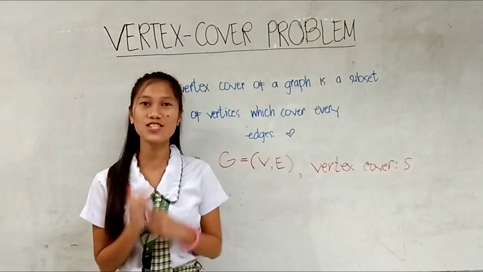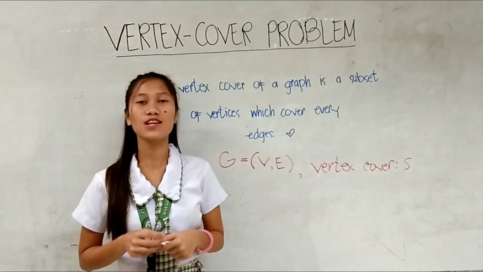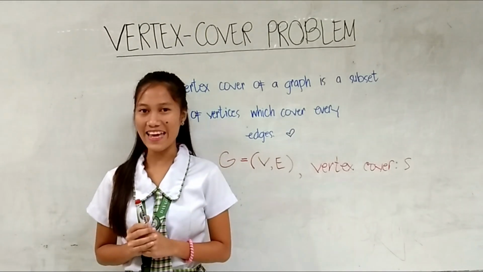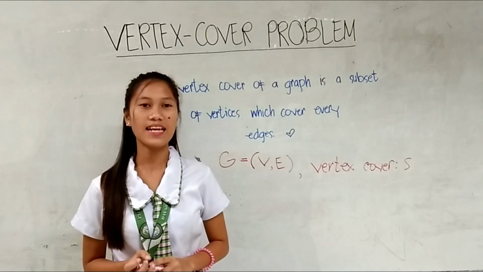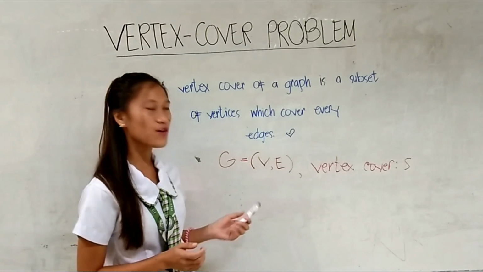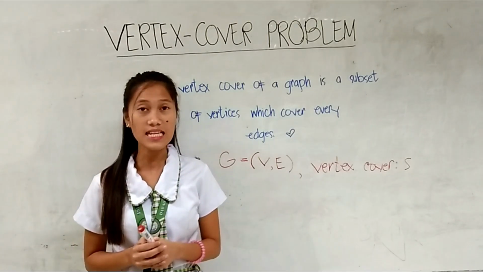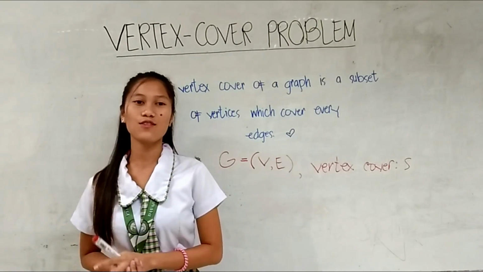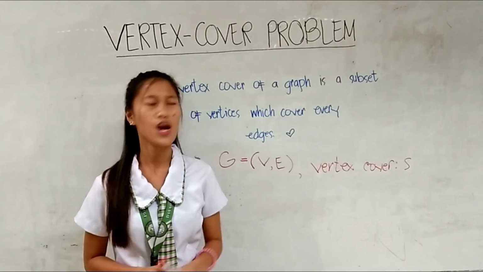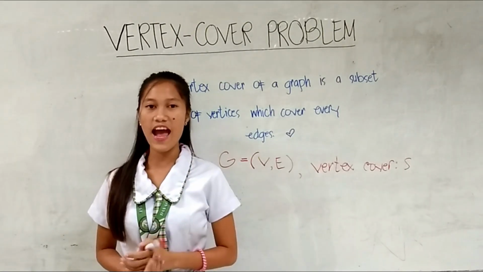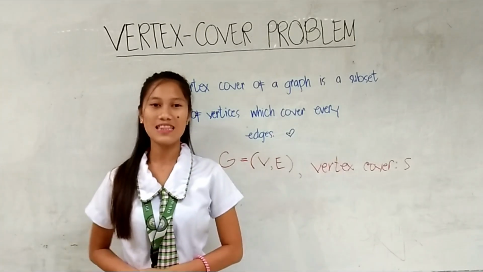Cover. So if every edge is incident to a vertex in S, we say that S covers all the edges. Or let's say, given an undirected graph G having a vertex set and an edge set, a vertex cover with its selected vertices can cover all the edges incident on them. And the number of selected vertices is what we call the size of our vertex cover.